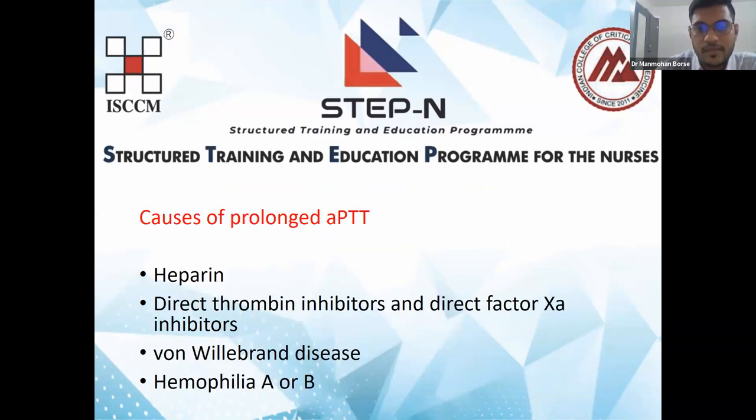Yes, heparin, direct thrombin inhibitors like argatroban and bivalirudin. Von Willebrand disease also can have a prolonged APTT, and hemophilia A and B, which is nothing but a factor deficiency of 8 and 9.